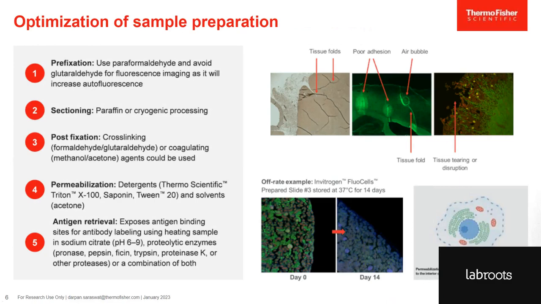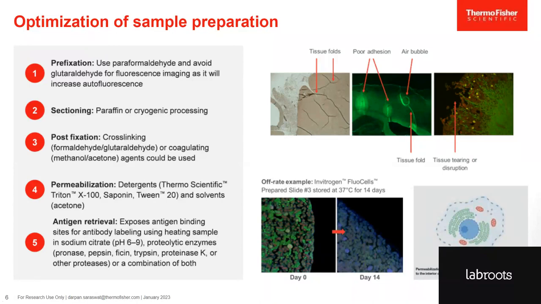Now let's talk about sample preparation, which is a very crucial step for successful immunohistochemistry. It is very important to prefix animal tissue using paraformaldehyde and avoid glutaraldehyde if you are using fluorescence imaging, as it will increase autofluorescence. Next, you have to do the tissue embedding for either paraffin processing or cryogenic processing, but make sure to avoid folds and bubbles in your tissues, and make sure the tissue is properly adhered to the slides.